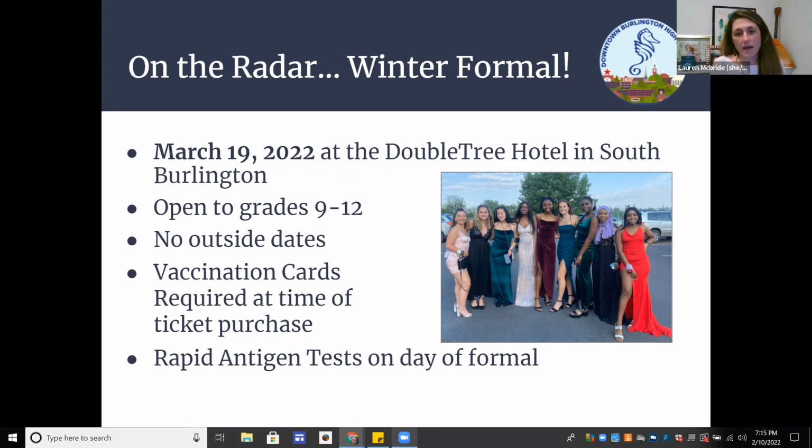We also will be handing out rapid antigen tests that will be given to anyone that receives a ticket, so that they can test the day of the formal. Again, just to ensure that our community is staying safe during this time. And we're excited to be able to have this for the first time in 2 years. We are ready and looking forward to March 19th.